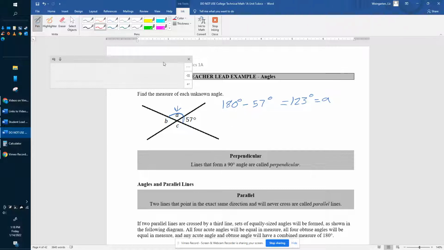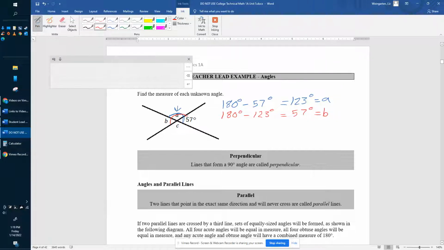Now let's look at angle B. Angle B is also a straight line that is cut by this side here. So this right here is 180 degrees as well, right? Because that's a straight line. And we just found out that angle A is 123 degrees. So to find angle B, we'll take 180 degrees minus 123 degrees and get 57 degrees. And that is angle B.